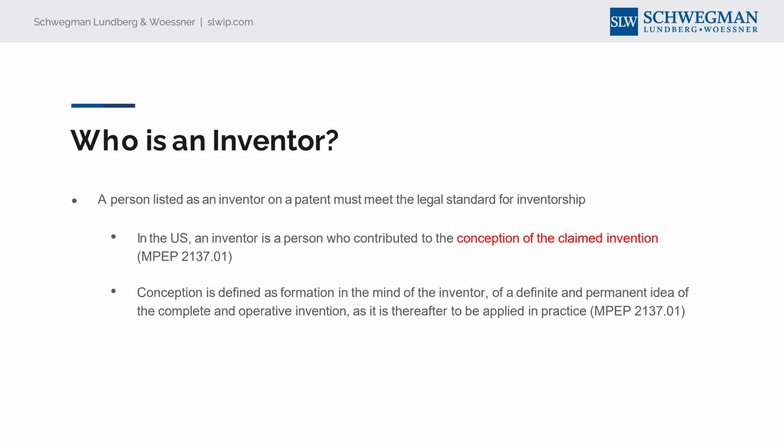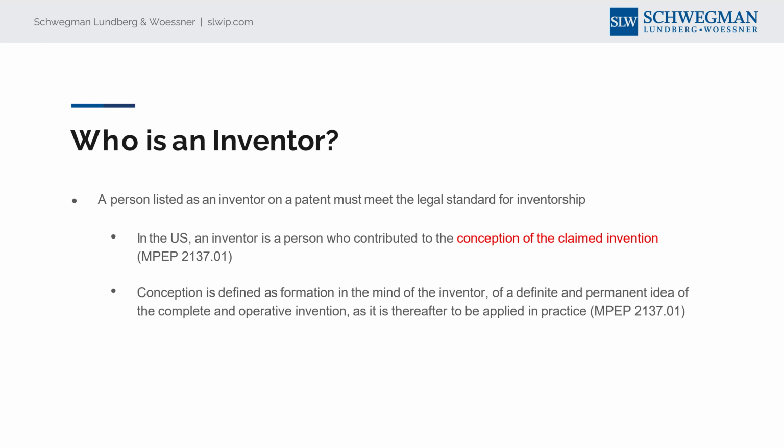Okay, so inventorship. Whoever's listed as an inventor has to meet a legal standard for inventorship. If you're not aware of this before, who qualifies as an inventor is actually a legal term of art. It's not just that somebody worked on something so they get to be classified as an inventor. We'll get into that in a little bit.